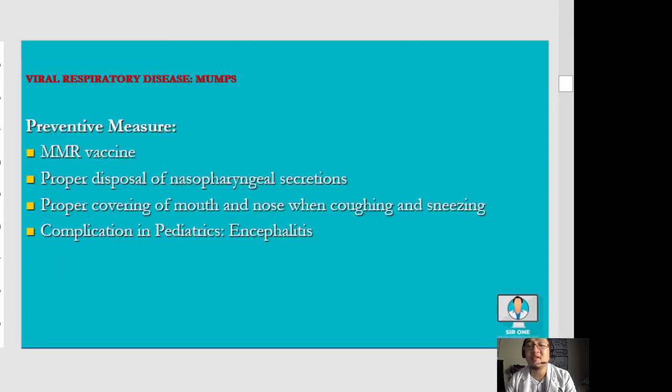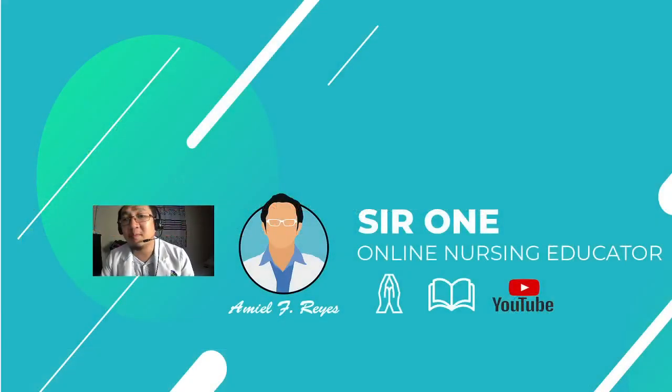As for preventive measures, as we all know, there is a vaccine for mumps, which is under the MMR, or measles, mumps, rubella vaccine. Also proper disposal of nasopharyngeal secretions and proper covering of the mouth and nose when coughing and sneezing. Just to emphasize, the complication in pediatrics, or in children, is encephalitis, although it is rare, based on one reference. So that's all about mumps.